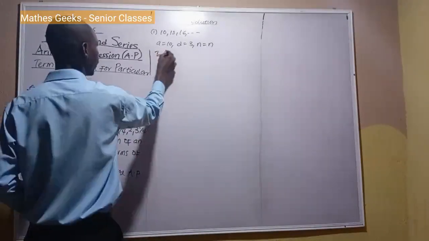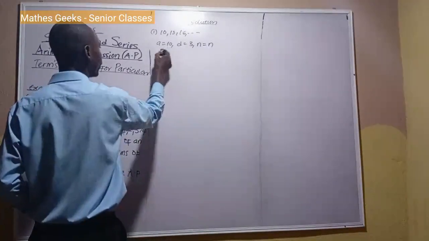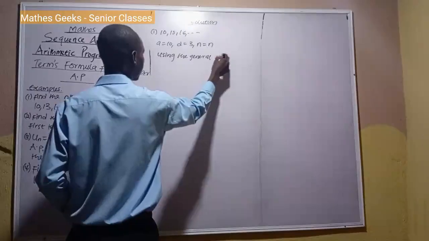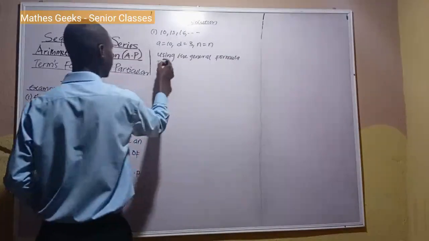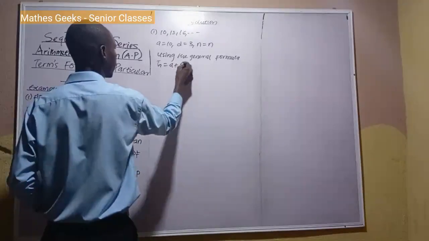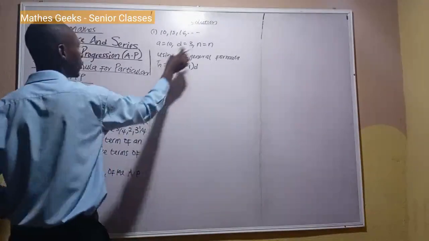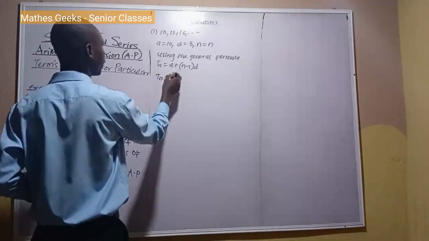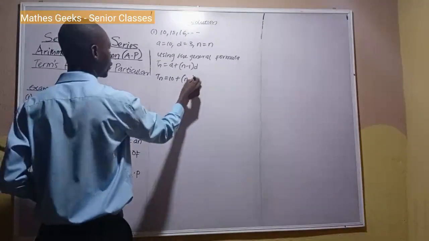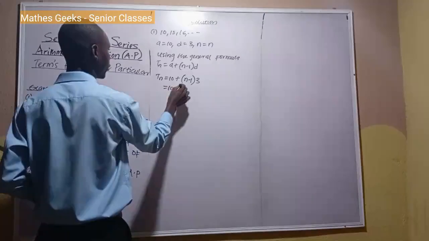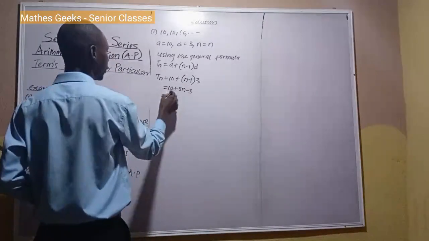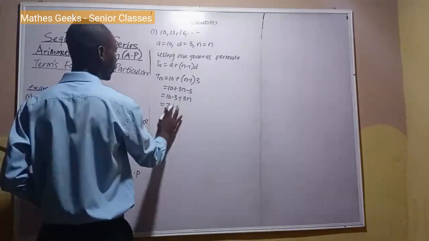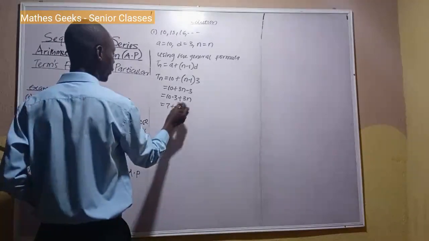So Tn, using the general formula, Tn is equal to a plus n minus 1 d, where the term number is n, because we're looking for the nth term. So Tn is equal to a, which is 10, plus n minus 1 times the common difference 3. That's 10 plus 3n minus 3. So 10 minus 3 plus 3n, that's equal to 7 plus 3n.